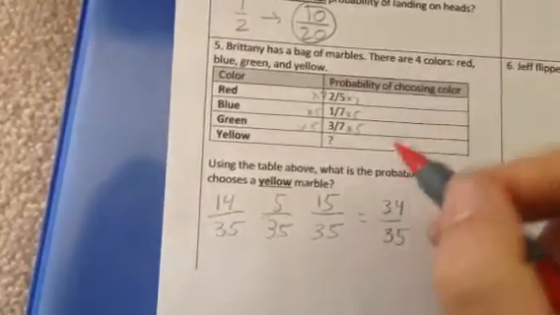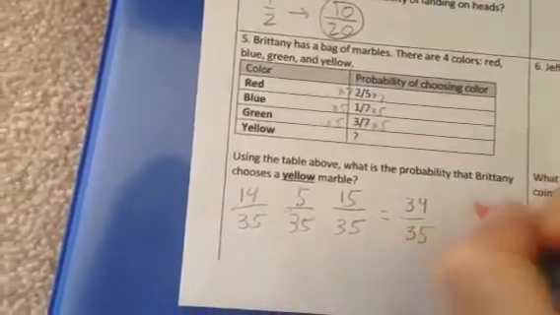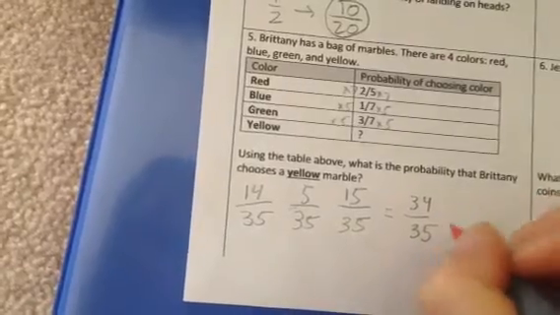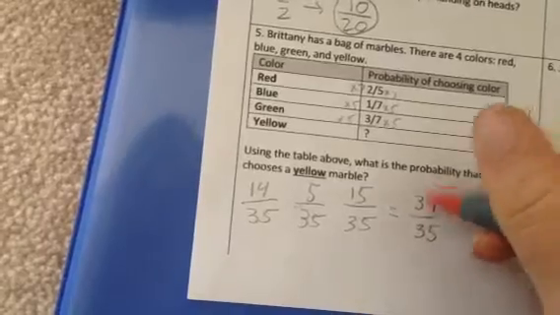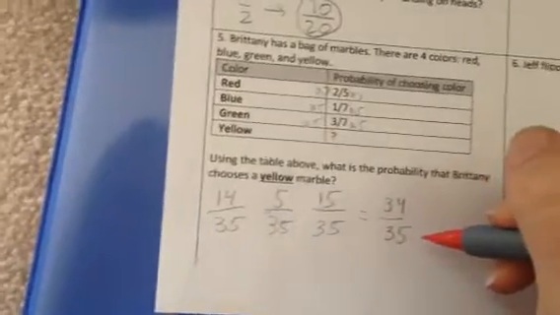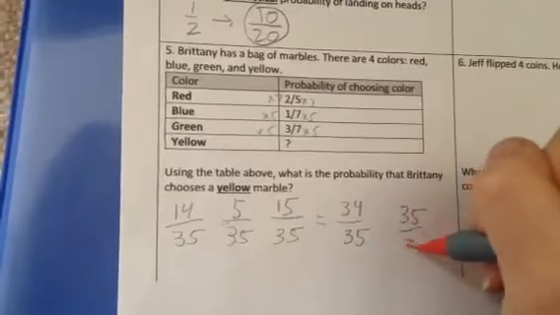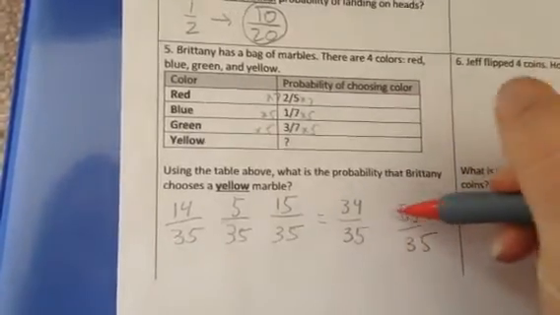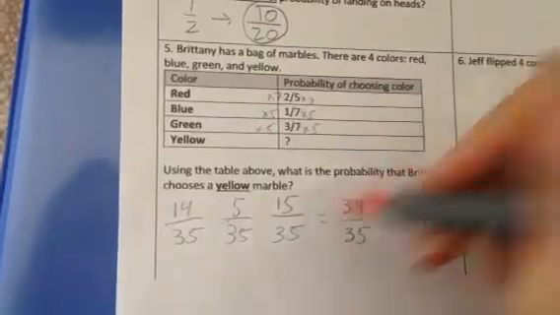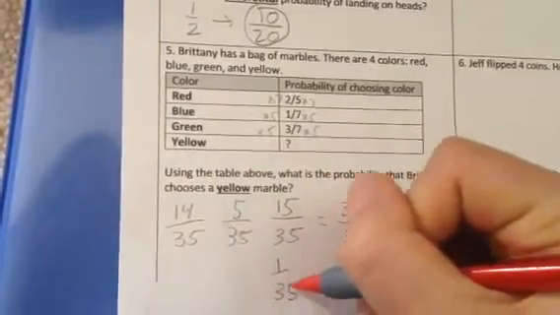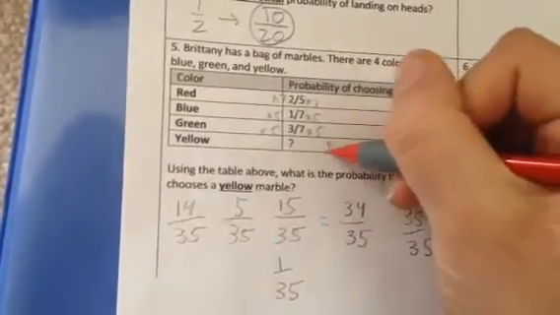So all that's left then is to find the remaining part of 35. So we know that 34 over 35 is what's left, and we need to get to 35 over 35. So if you just subtract 35 minus 34, you'd get 1 over 35, and that would be your answer, 1 over 35.